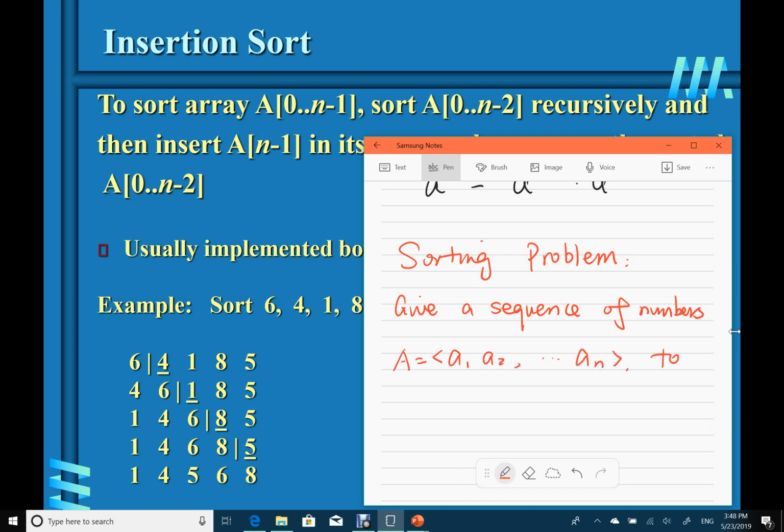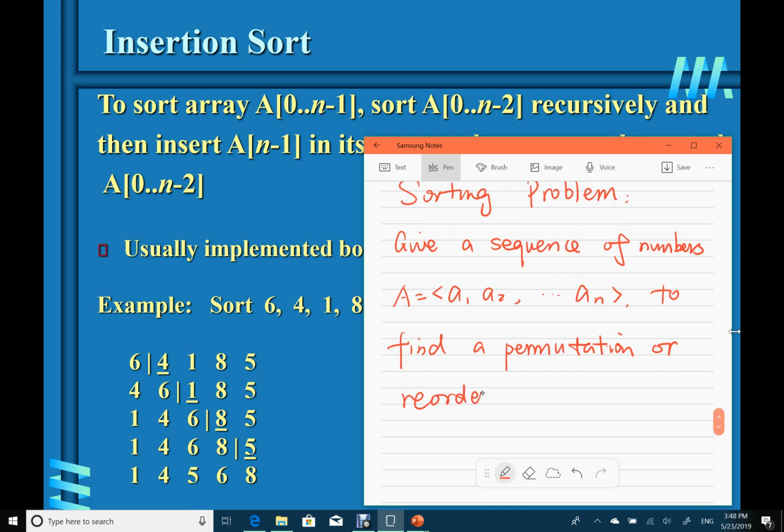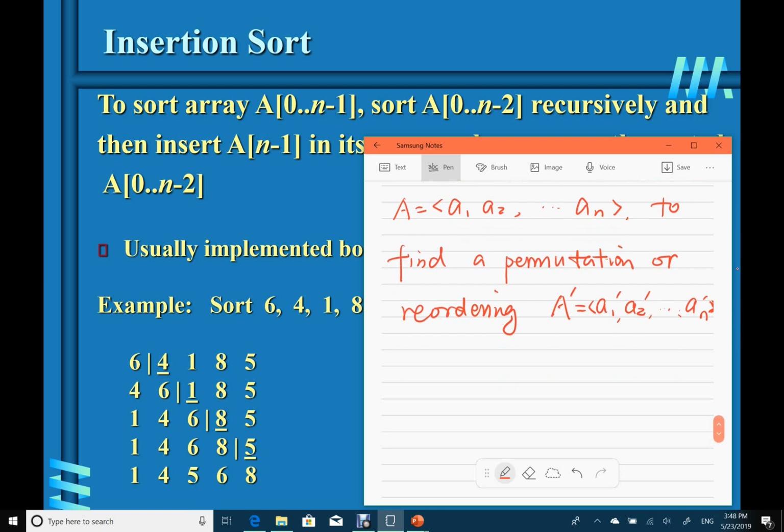We want to find a permutation, or reordering, and we have A prime equal to a1 prime, a2 prime, ..., an prime, right? It should have the same number of elements, but the order is changed such that a1 prime is smaller than a2 prime and smaller than an prime, right? So this is a sorting problem.